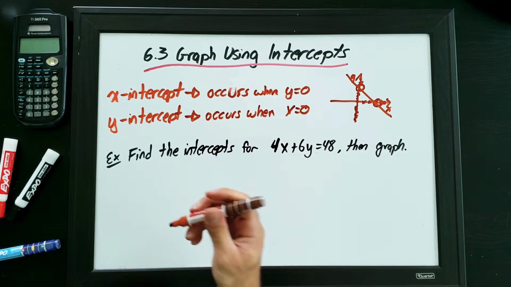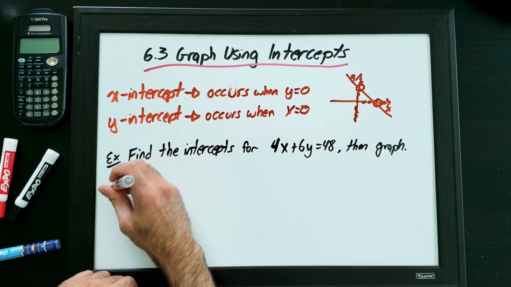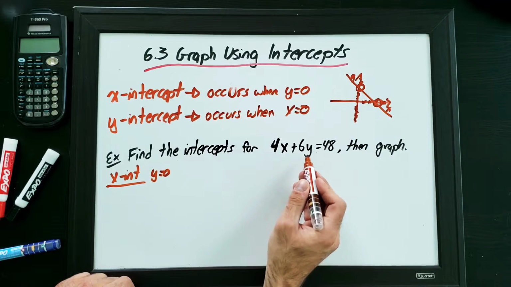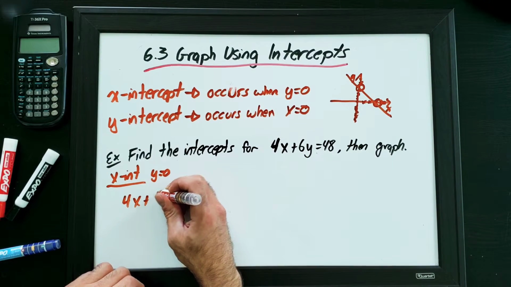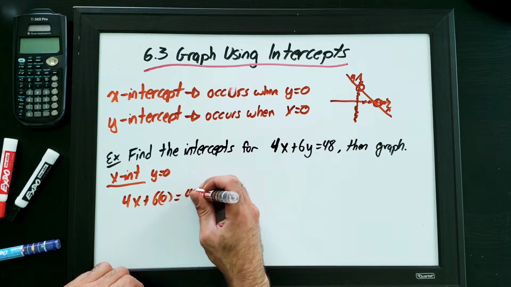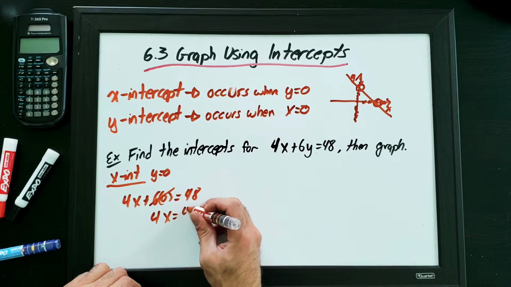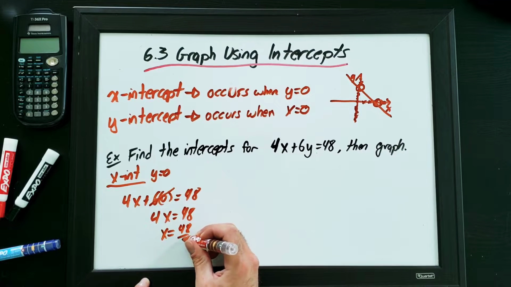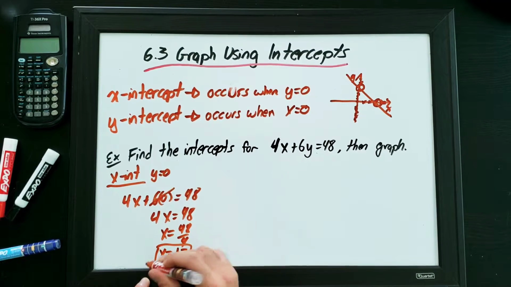So the first thing I'm going to do is find the x-intercept, and this is when y equals 0. Now what do I do? I actually just plug in 0 for y. This is 4x plus 6 times 0 is 48. This is gone. 4x is 48. Solve for x. 48 over 4, x equals 12. I found the x-intercept, 12.